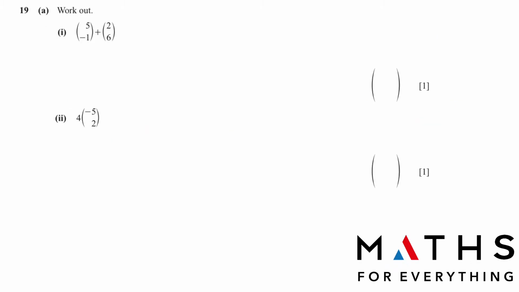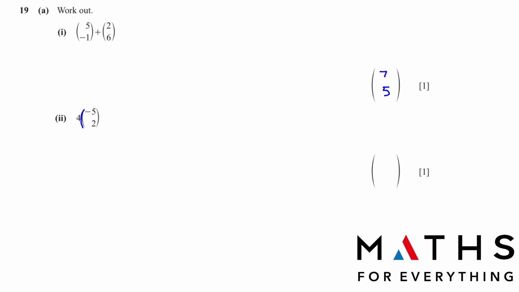Question number 19a, work out. So these are vector questions, very easy. We want to find the addition of these two vectors. We just add the numerators because there's a plus in the middle. So 5 plus 2, 7, and negative 1 plus 6, you can use the calculator, is 5.